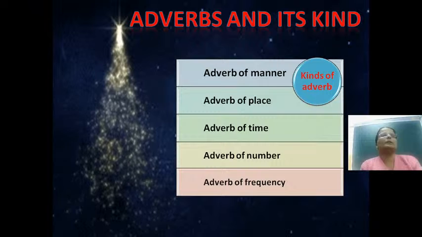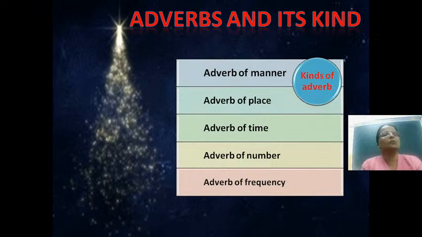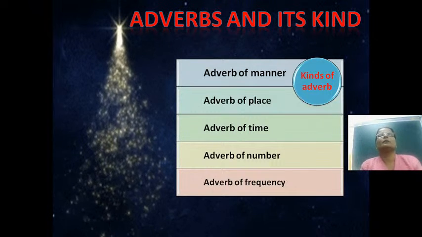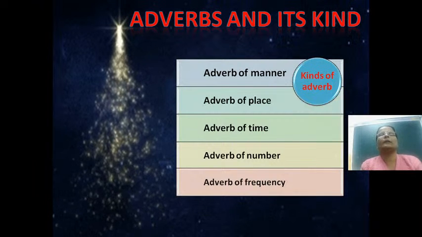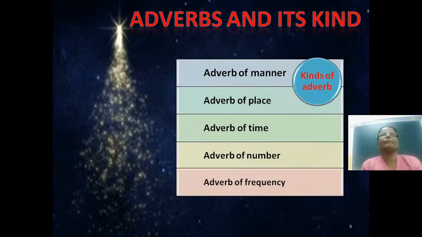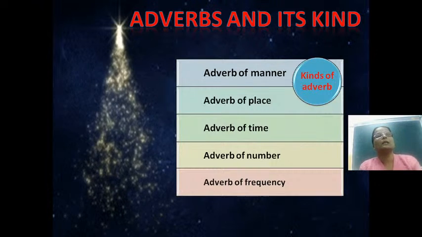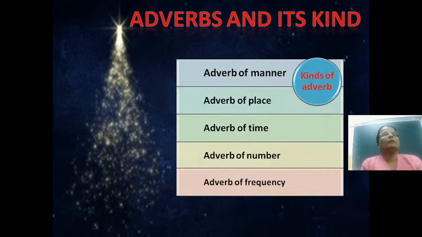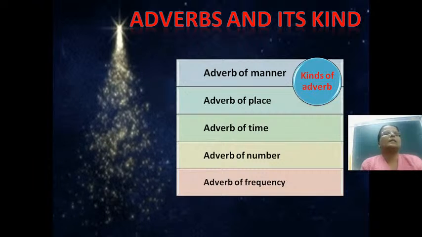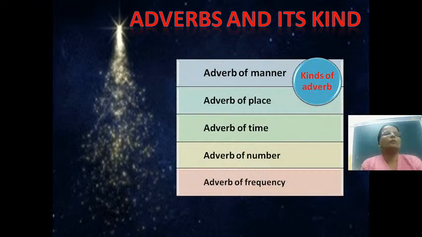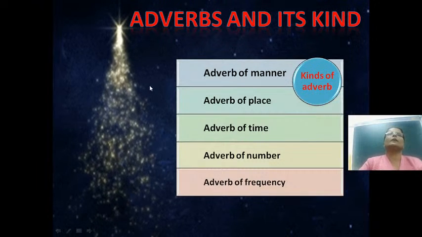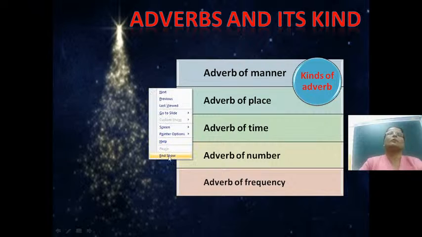Adverb of number tells us how many times an action took place, and it includes cardinal and ordinal numbers. It answers the question how many. Adverb of frequency tells us how often we do an action. It answers the question how often. Okay, so children, we have quickly revised the concept of adverb.